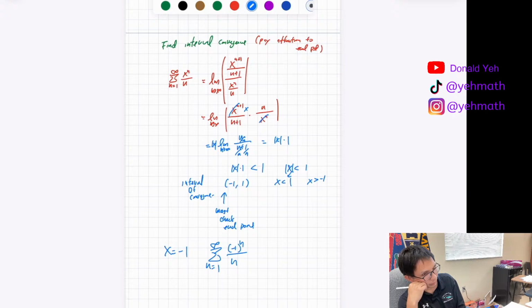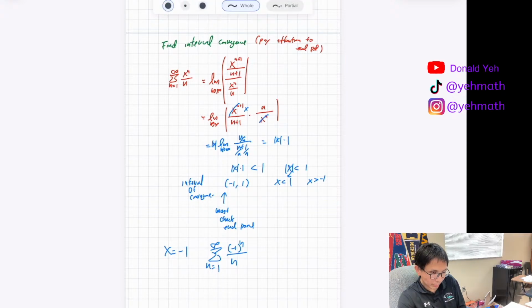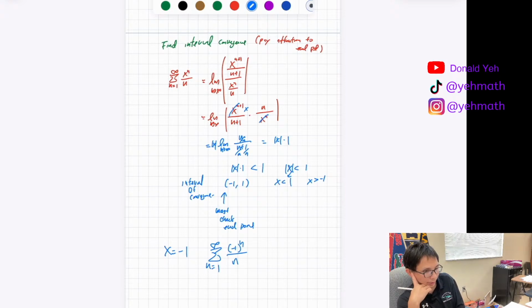Is there supposed to be an x? It's x to the n, or negative 1 to the n, I plug in the x. Does that converge or diverge? Converge. Why? Alternating harmonic series, or the alternating series test. Either way, this one converges because it is an alternating harmonic series. So therefore, this one converges.